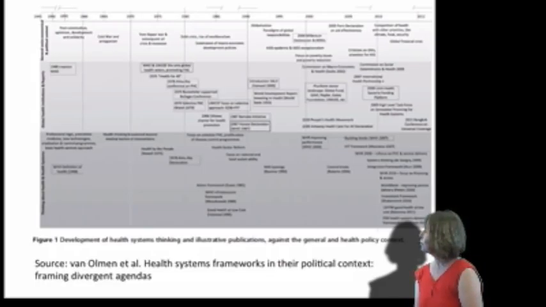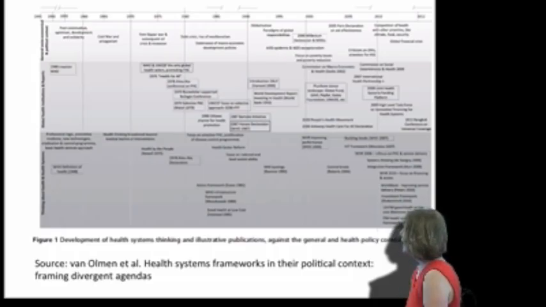Within your reader, you will find an article which was written by Van Olmen and Bruno Marchal and colleagues, which is entitled Health System Frameworks in Their Political Context, Framing Divergent Agendas. And what this article does, this particular slide is taken from the article, is that it looks at the general social, economic, and political context from the 1940s all the way through to 2012. And then within that, it looks at the different global health institutions and the various reports, some of which I've already mentioned to you. And then it looks at how this has influenced the thinking about health systems.